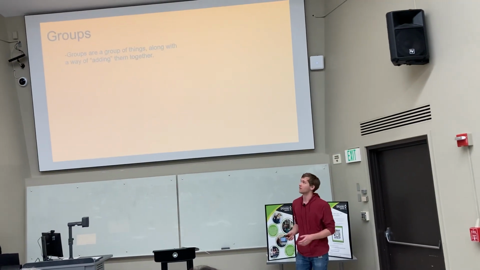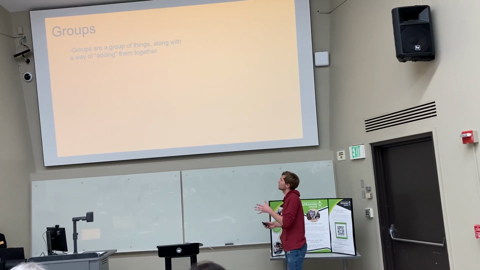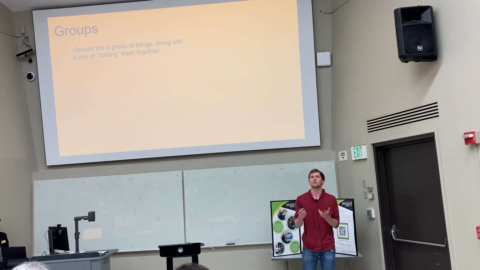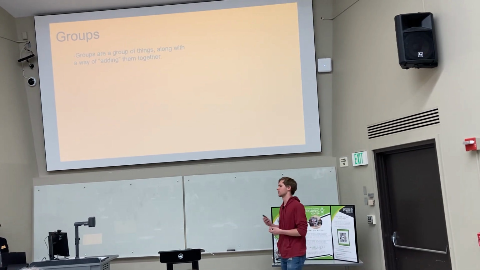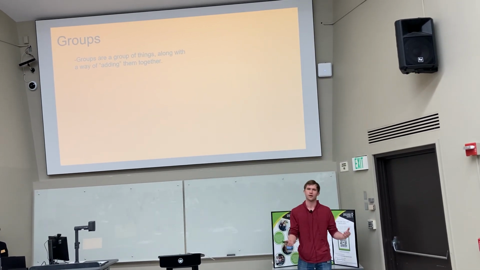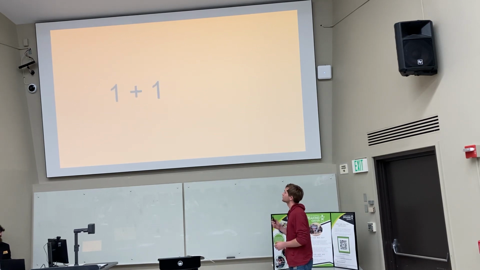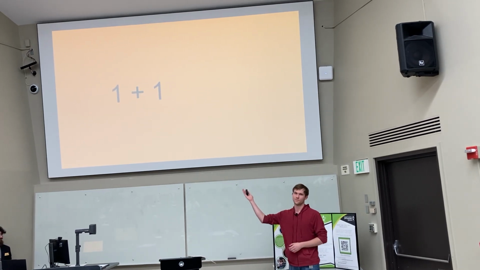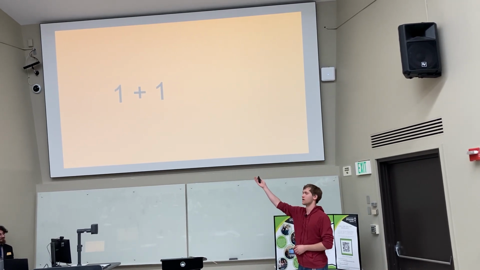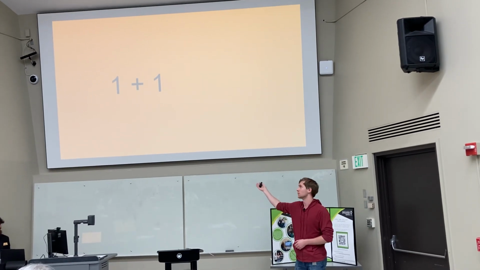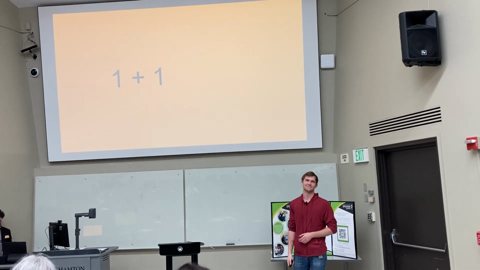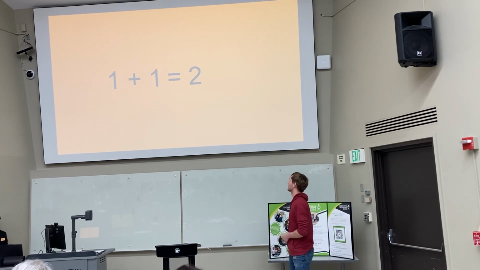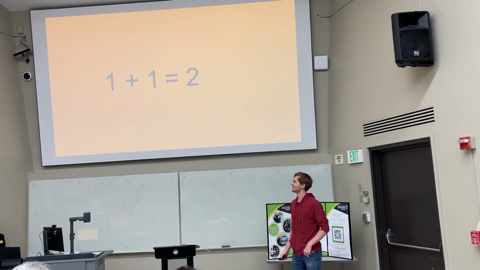A group is a collection of things, along with a way of adding them together or multiplying them together. So all there is, is an operation and a set of items. So 1 plus 1. I have a 1 and a 1, and I have a way of adding them together. Can anyone guess what this is? All right, everyone guesses correctly. Good work. It's 2. Yes.